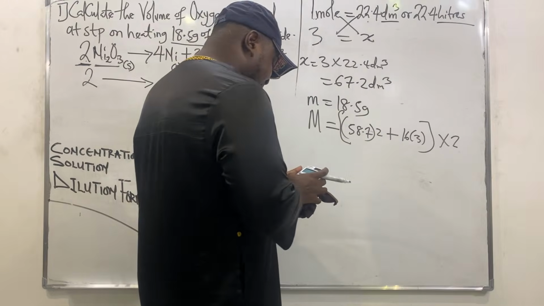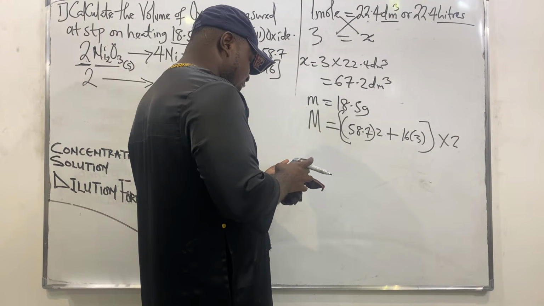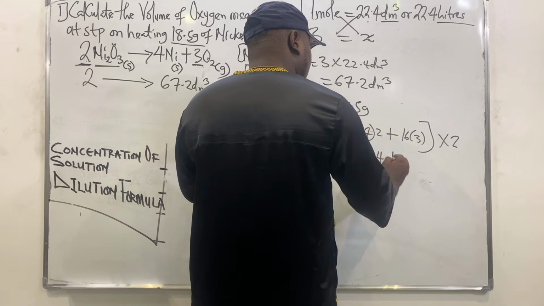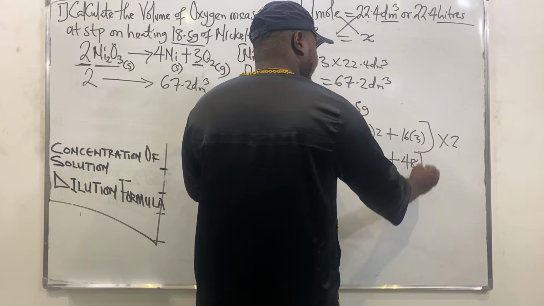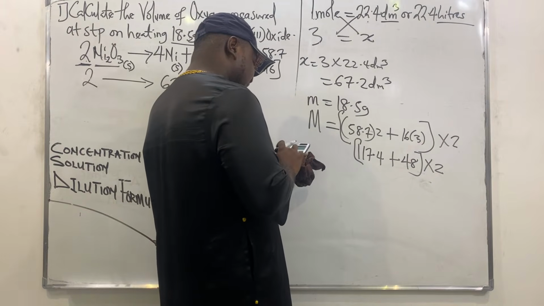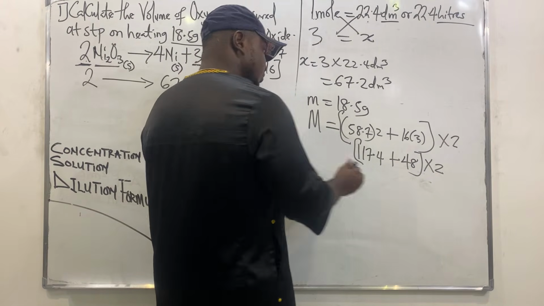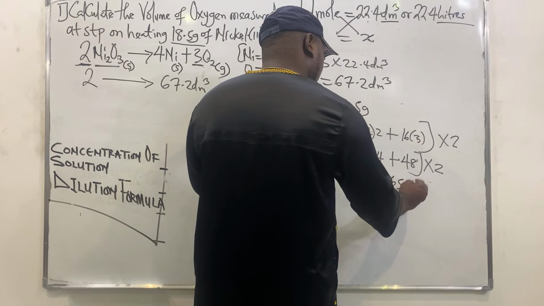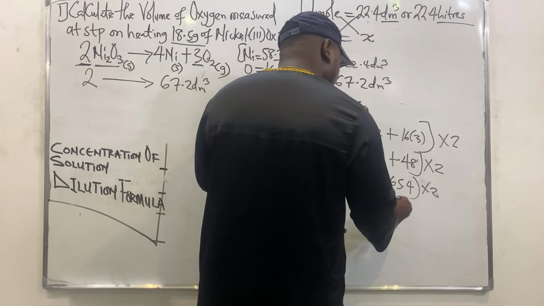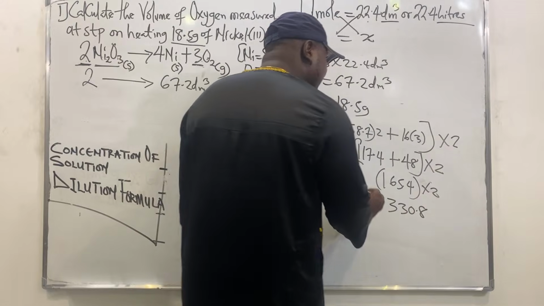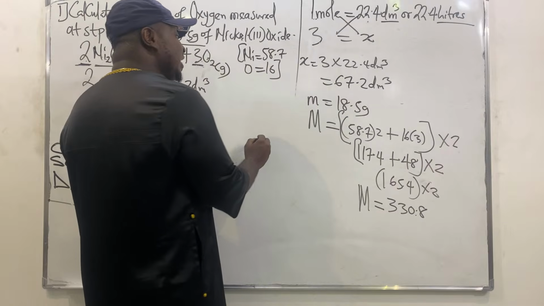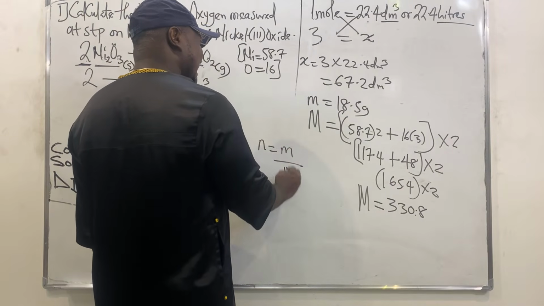Then we calculate 58.7 multiplied by 2 equals 117.4, plus 16 times 3 is 48. Everything multiplied by 2. 117.4 plus 48 is 165.4. Multiplied by 2, 330.8. Class, the molar mass of nickel 3 oxide is 330.8. But the mass given is 18.5. How do we get the number of moles? Mass over molar mass.